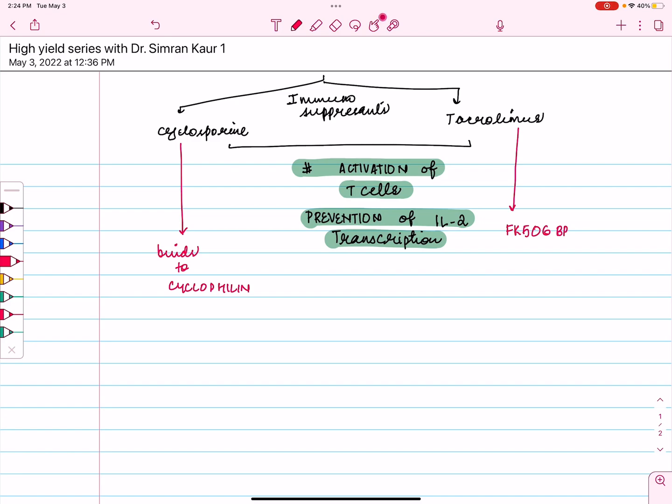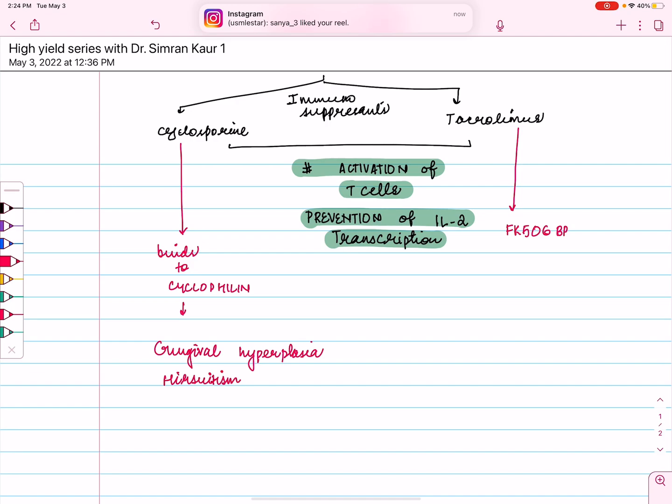Now next difference between cyclosporine and tacrolimus is about the side effects. Remember guys, cyclosporine is more prone to cause gingival hyperplasia and hirsutism.